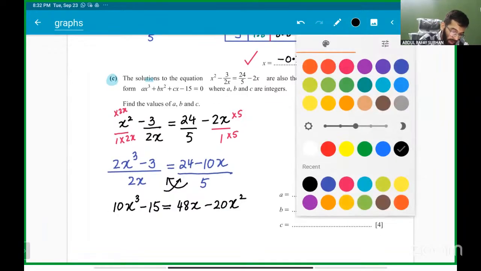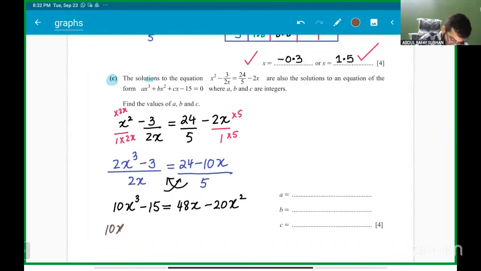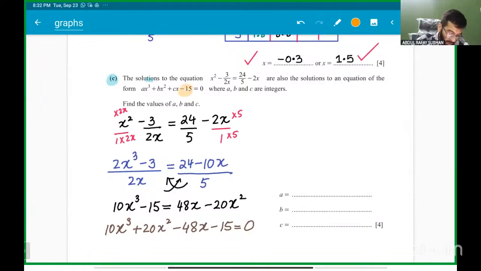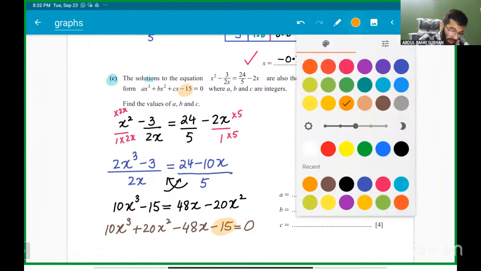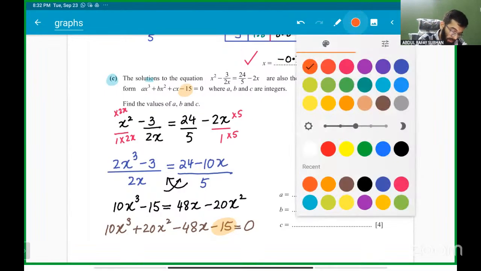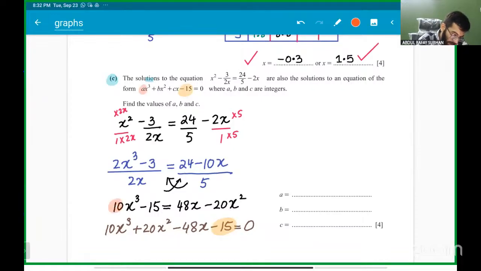Again, we have got the cubic equation: 10x cube plus 20x square minus 48x minus 15 is equal to 0. And it's matching as well. As you can see, students, the minus 15 is matching, while the value of A will be 10, the value of B will be 20, and the value of C will be minus 48.